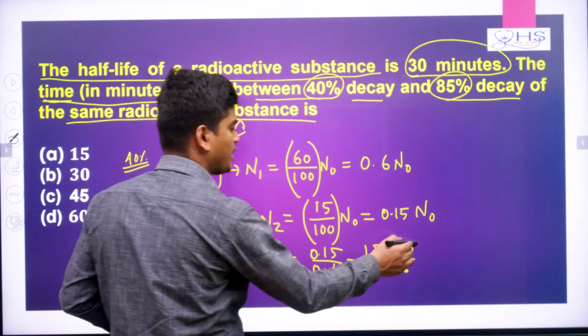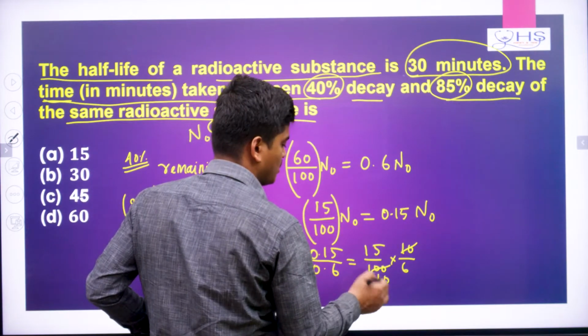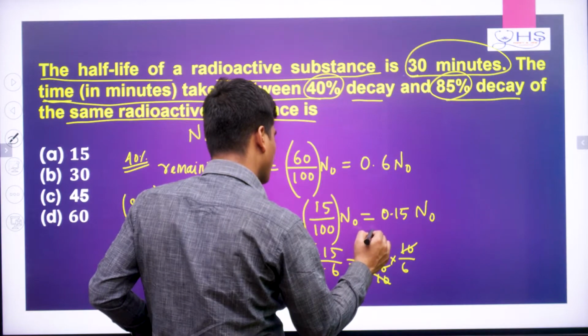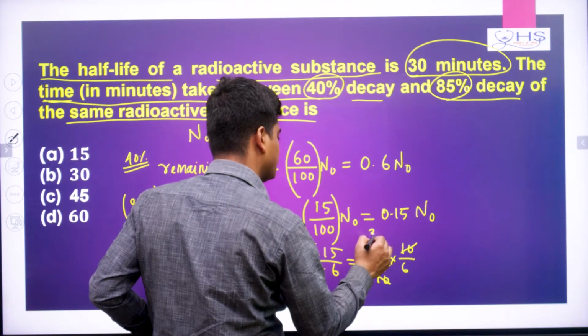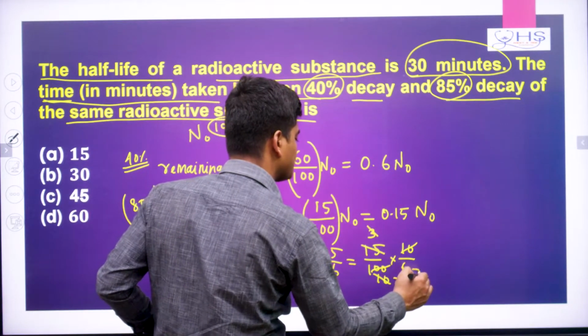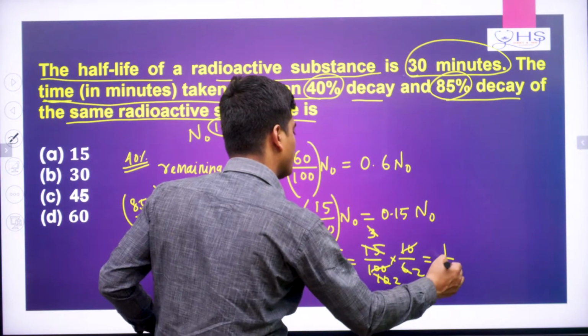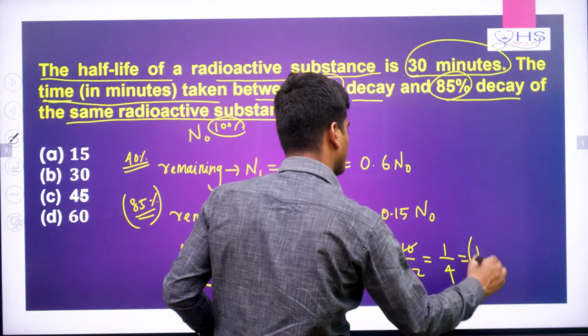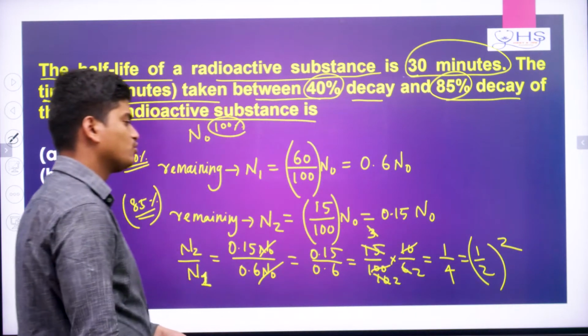Now 10 will cancel here. 15 is how much? You can cancel 5 3, 5 2, 3 will cancel 6 as 2. So total it is coming 1 by 4. And remember this 1 by 4 I can write as 1 by 2 to the power 2.